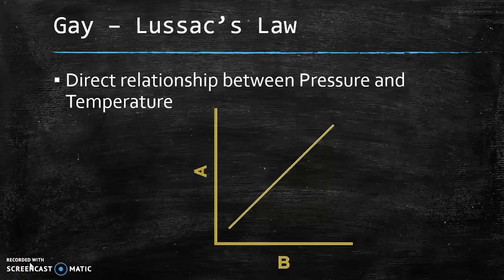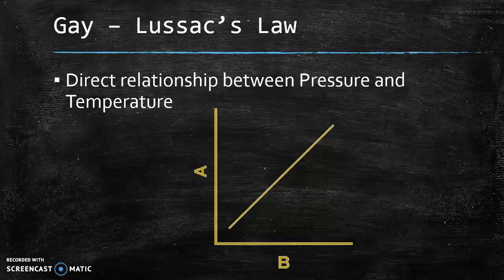Okay, so now we'll look at Gay-Lussac's law. The relationship is a direct relationship, and this is between pressure and temperature. And you can see that the graph is the same graph as the Charles law graph. That's a graph of a direct relationship. So as one value increases, so does the other. That's what a direct relationship is.